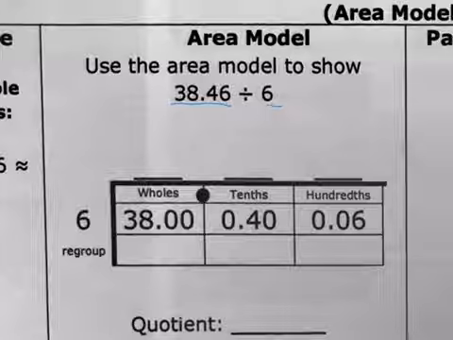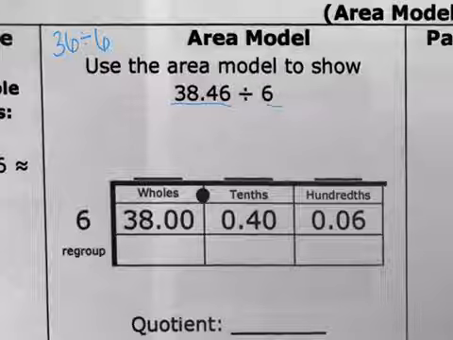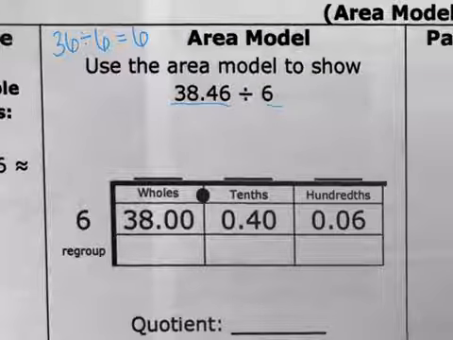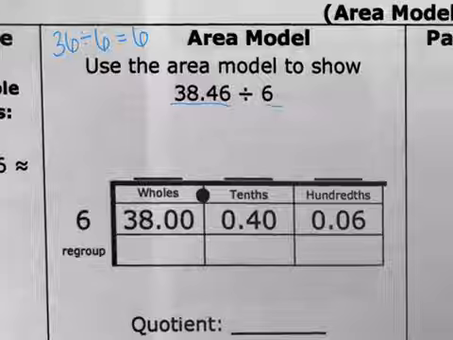So I know that 38 is close to 36. I know that 6 times 6 equals 36. So I can round and estimate that this problem will be similar to what I get when I divide 36 divided by 6, which equals 6. But now I'm going to use the area model to divide.